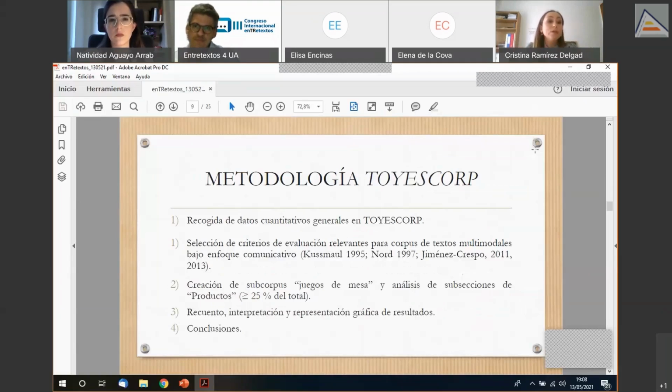En cuanto a los objetivos que ya he explicado en la actividad, en primer lugar nos centramos en una recogida de datos cuantitativos generales para el corpus, pues nos interesaba saber si las webs estaban localizadas o eran monolingües y qué lenguas estaban más representadas en nuestro corpus.